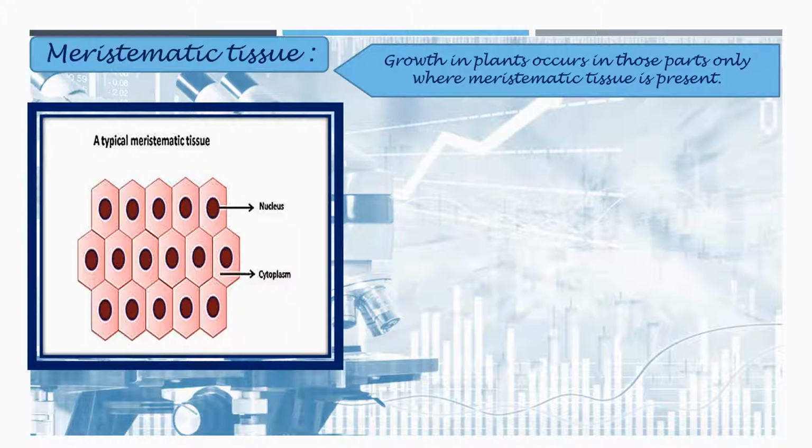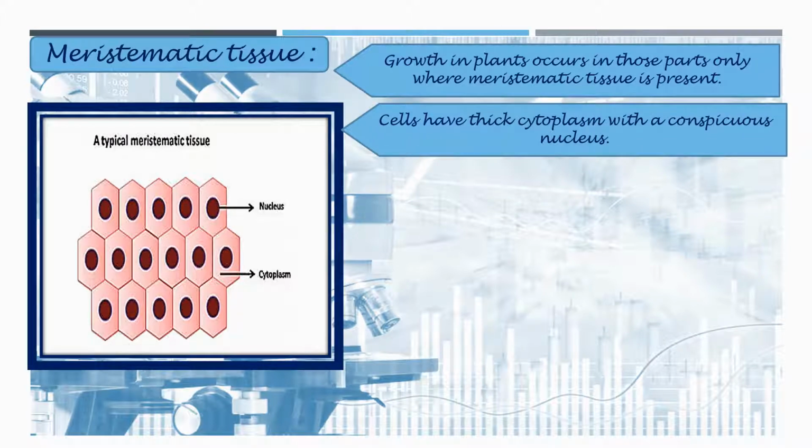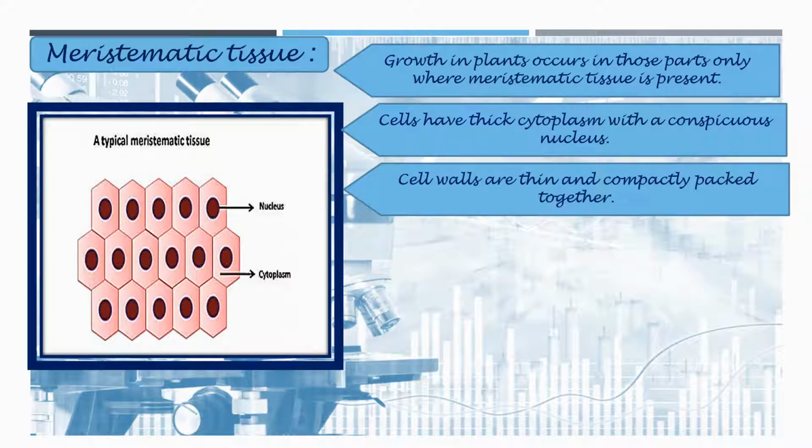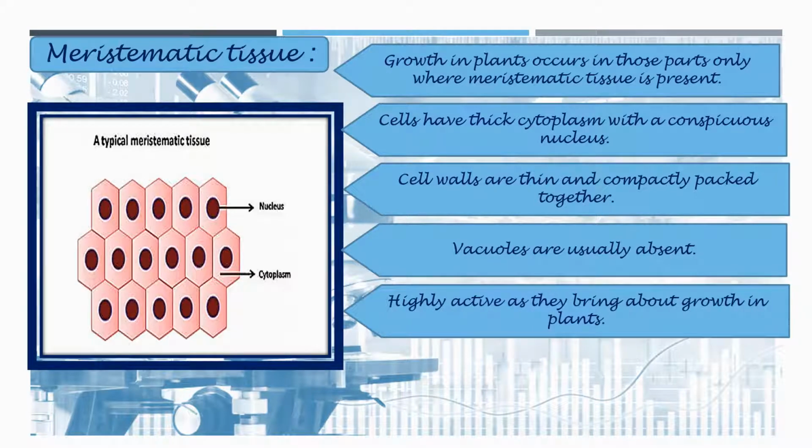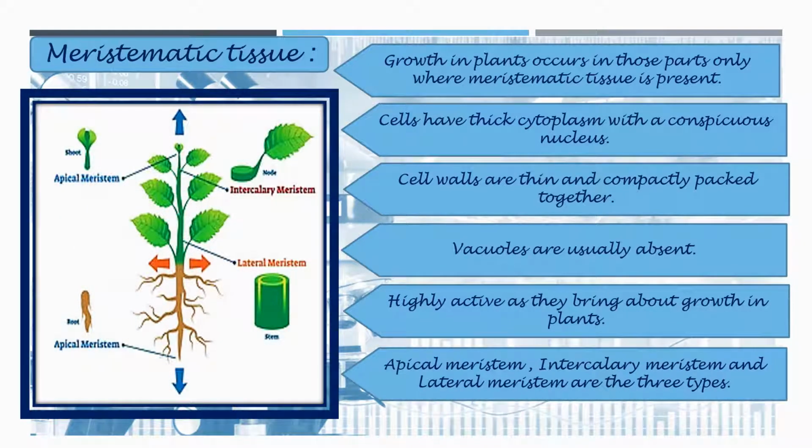And cells of meristematic tissue have thick cytoplasm with a conspicuous nucleus. Their cell walls are thin and compactly packed together. Vacuoles are usually absent in meristematic cells. And these cells are highly active as they bring about growth in plants, and according to the location, meristematic tissue is of three types, that is apical meristem, intercalary meristem and lateral meristem.